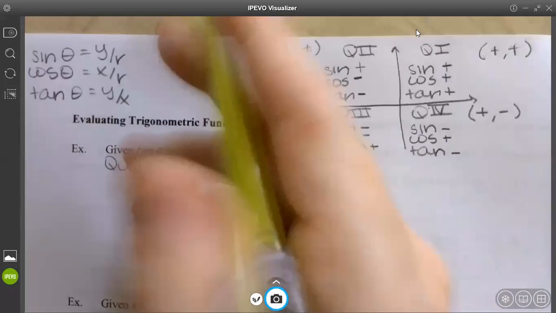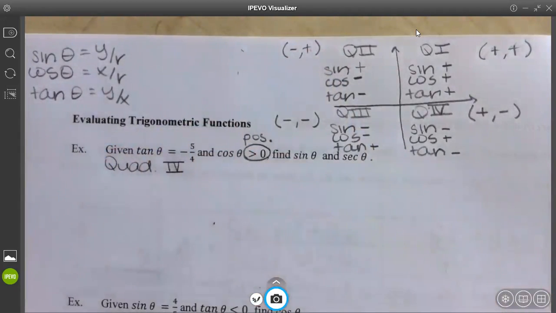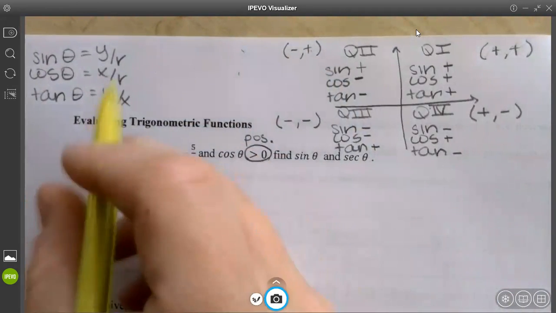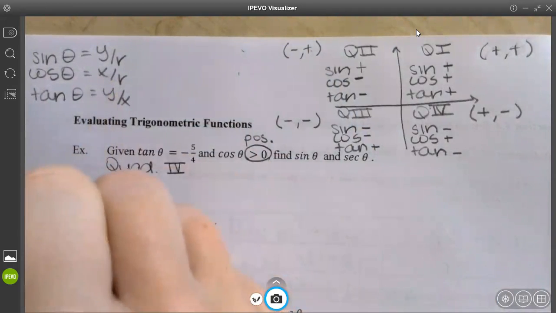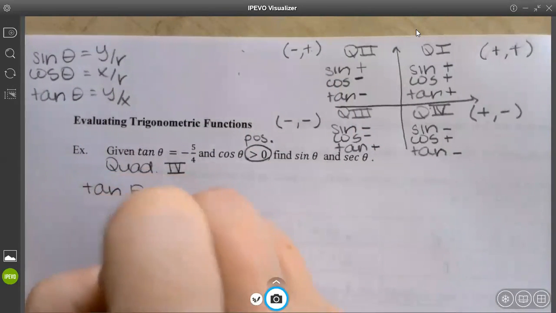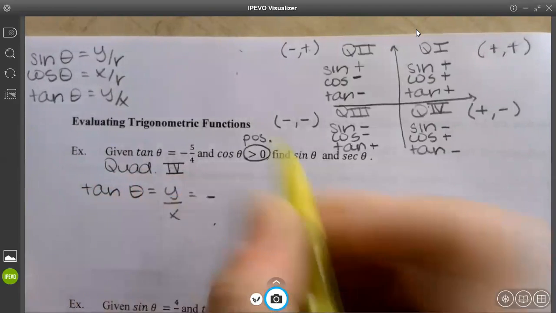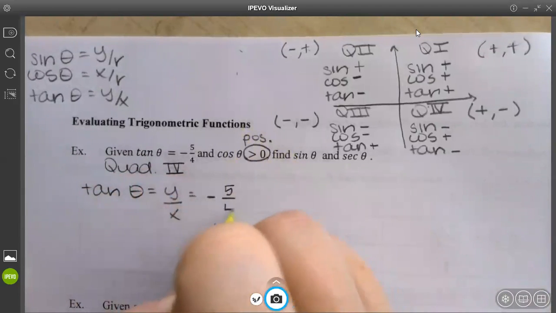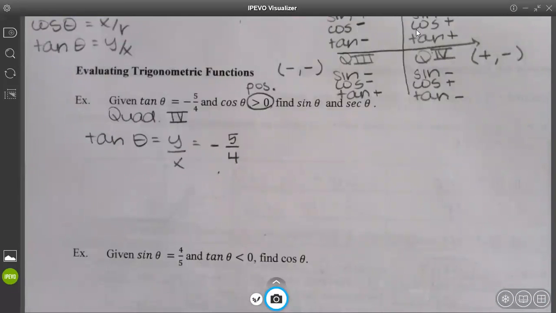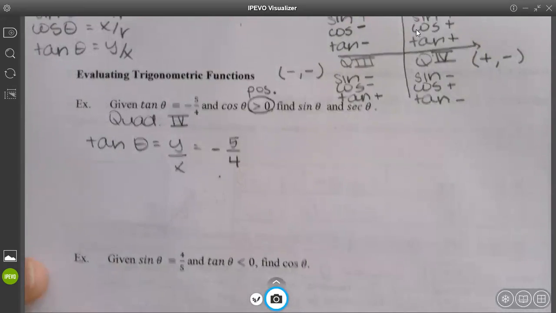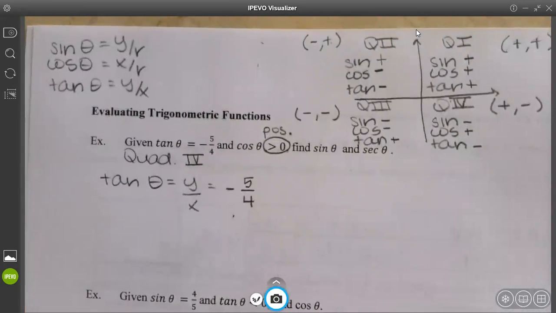All right, so we're in quadrant 4. It wants us to find sine and secant. All right, sine and secant. So remember that tan is y over x. I'm going to put this negative out front and make it negative, and then your 5 over 4. To find sine, what do I need? Y and R. What do I not have? R. How do I find R?